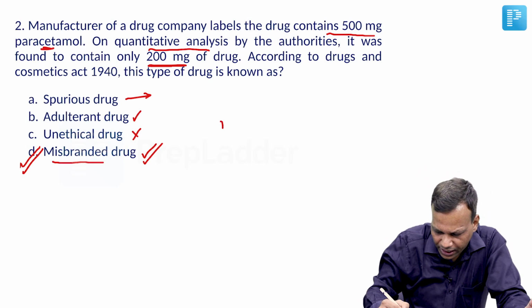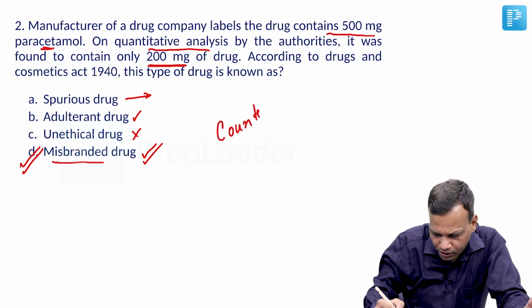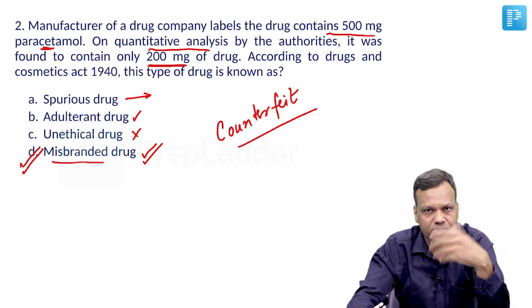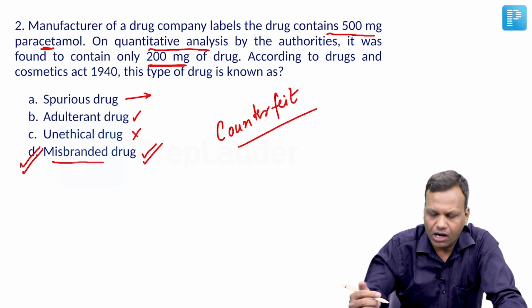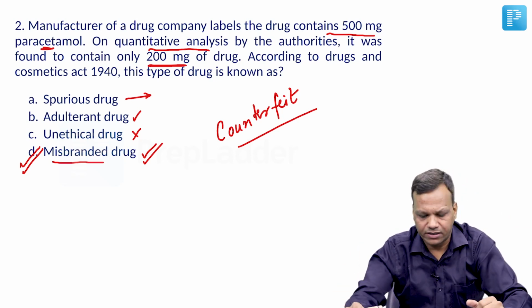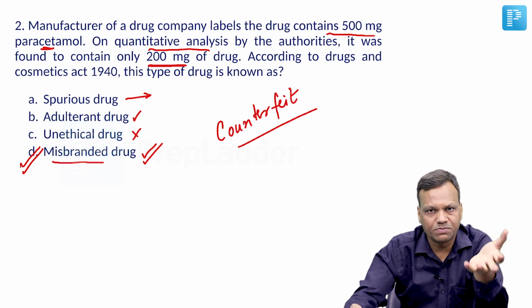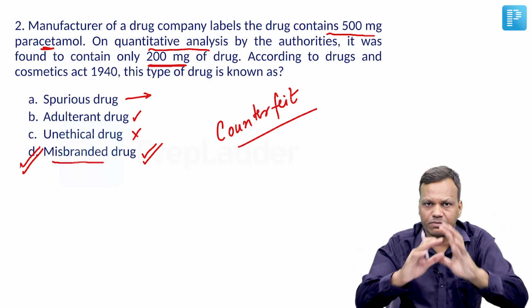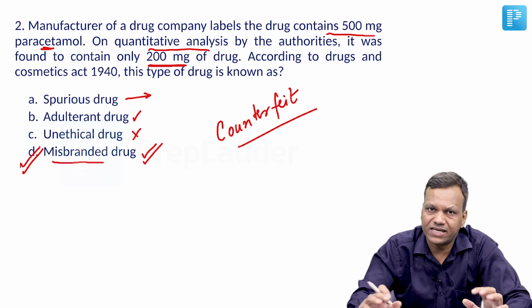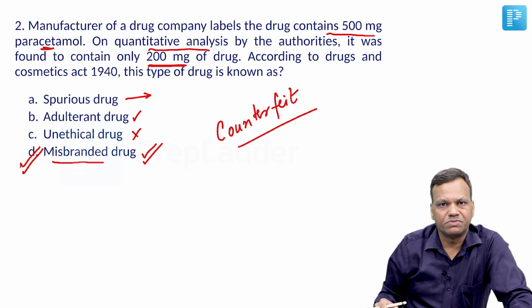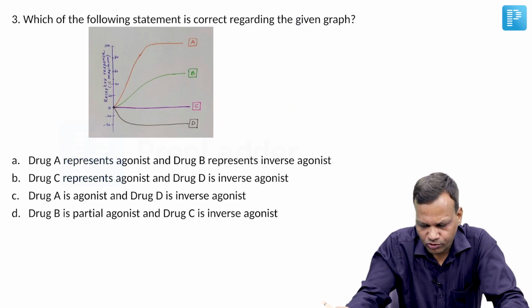Yeah. So what I was talking about is counterfeit drug. Remember, according to the Drug and Cosmetic Act, there is no such word as counterfeit drug. It is used in the USA and other countries. Counterfeit drug simply means anything wrong about the drug. Spurious drug, misbranded, and adulterant drugs all come under the counterfeit drug. It's a big term in which many other types of drugs are covered. Okay, so the answer to this question is misbranded drug. Okay, moving to next question.